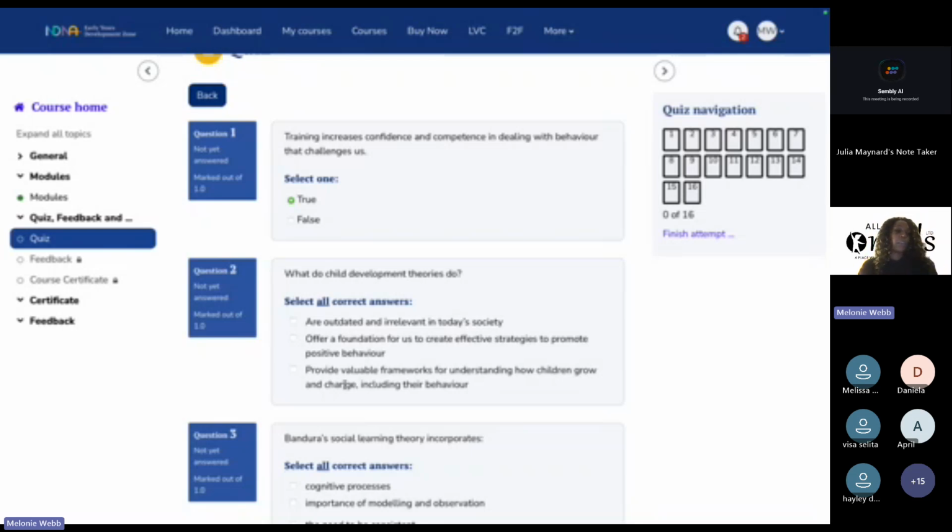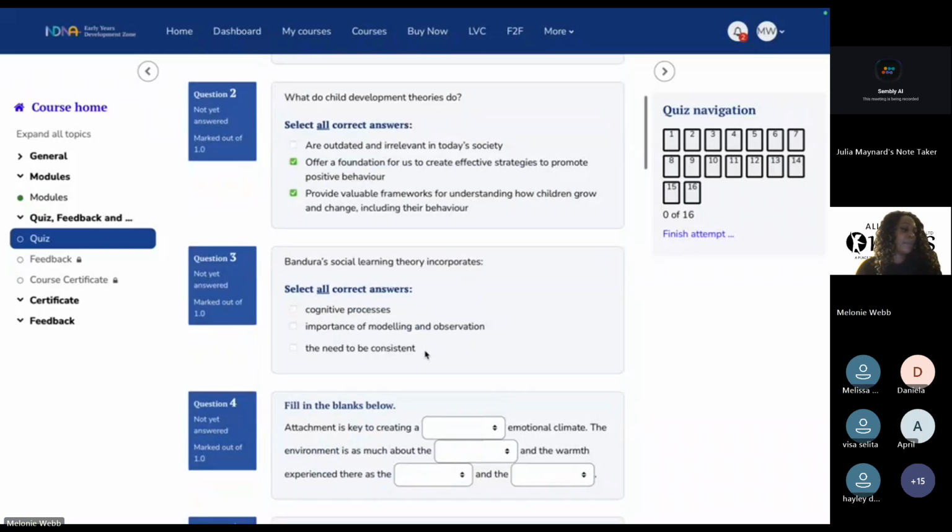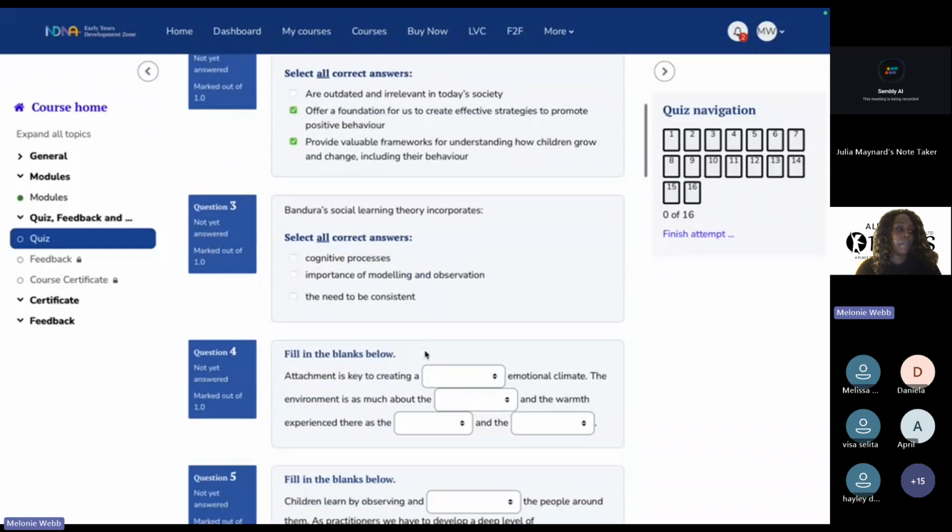1, 2, 3. 1 or 2, 2 and 3. I would say 2 and 3. 2 and 3. Lovely. Anyone disagree? No disagreements. Lovely.